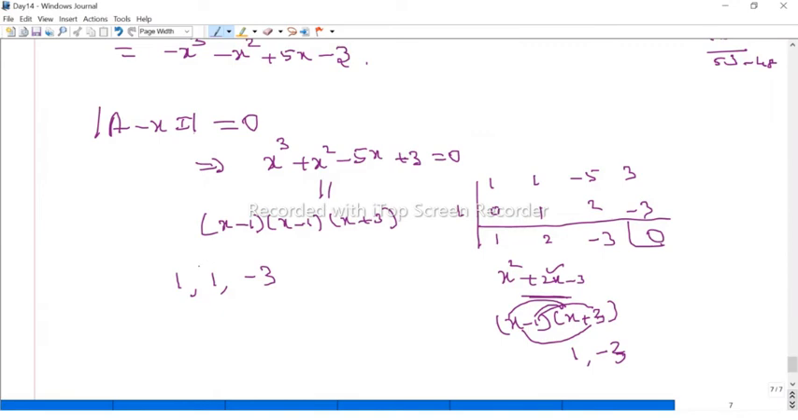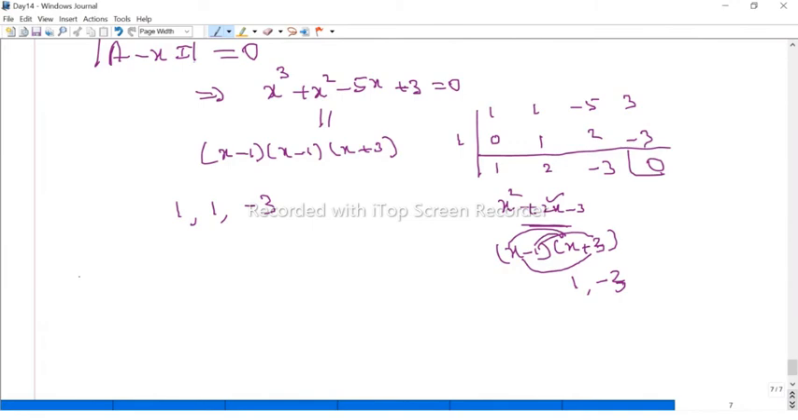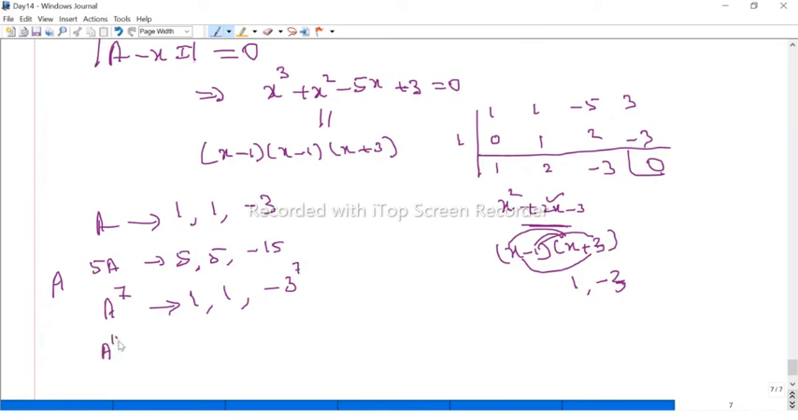We can find the characteristic vectors, but we can easily say the eigenvalues of the matrix A power 10. So these are the eigenvalues of A. Now what are the eigenvalues of 5 times A? We have to multiply by 5: 5, 5, minus 15. Now what are the eigenvalues of A power 7? Now raise to the power 7. 1 power 7 is 1, 1 power 7 is 1, 7 is an odd number, therefore minus 3 power 7. Now what are the eigenvalues of A power 10? It is nothing but 1, 1, 3 power 10.